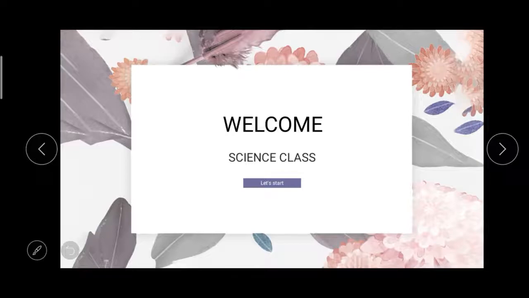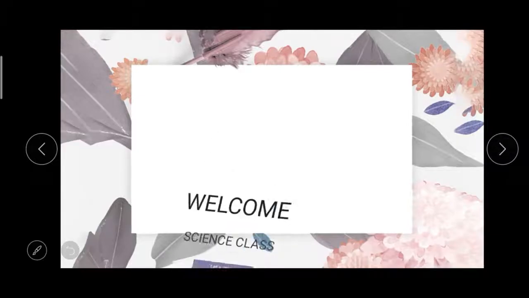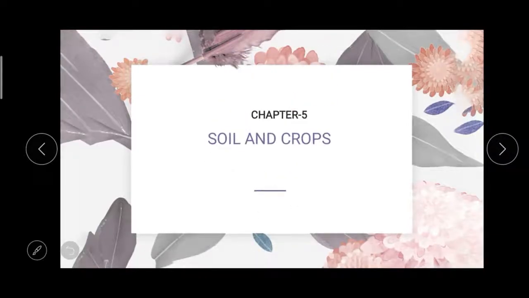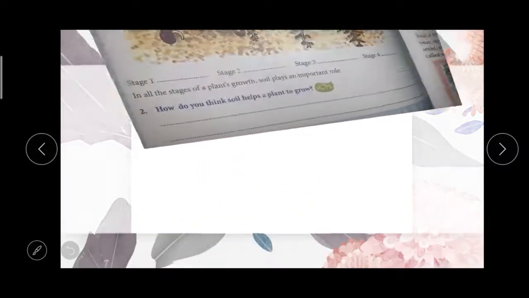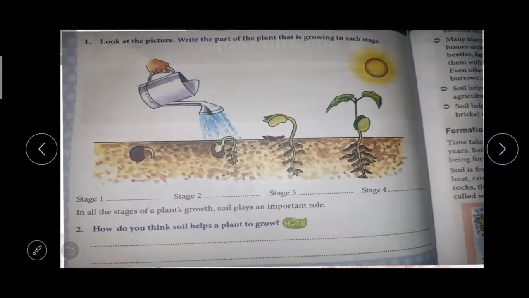We have completed up to chapter 4 in our previous class, right? Today we are entering into a new chapter. Chapter 5, soil and crops. We are going to learn about the soil and about some crops. First, take your textbook and turn to page number 80.